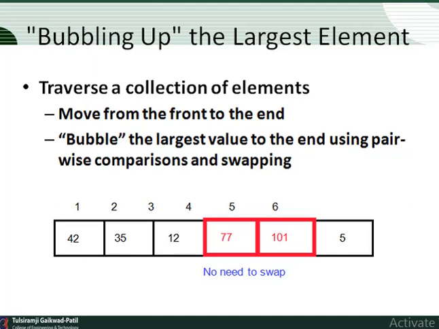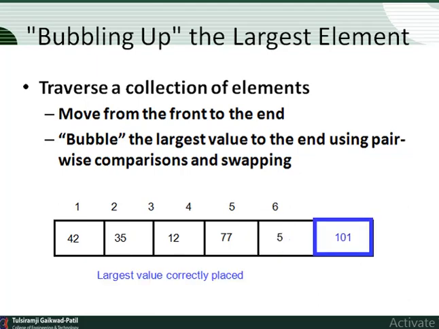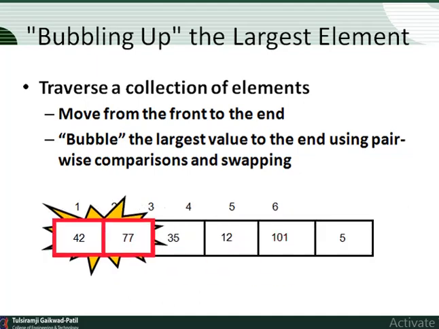Or we can say that 101 is greater than 77. In that case, 5 along with 101, there is a need of swapping. Now the largest value is correctly placed. Previously, at the last, 5 was there. We have to swap that 5 with 101.